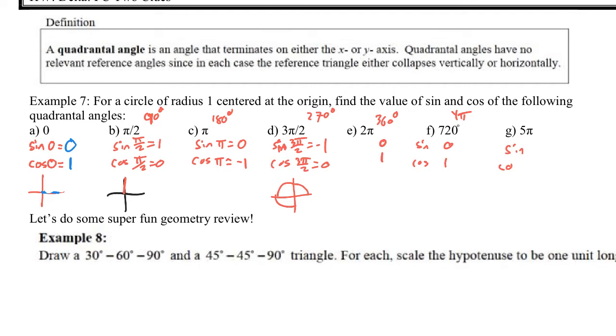Sine, cosine. 5 pi, okay, that's the same as 1 pi, right? Because it's 1 pi, then 3 pi, then 5 pi, right? So it's over here, and so it would be the opposite of it, that would be -1 and 0. So still no y there. So those are the quadrantal angles, and you need to be able to picture those very quickly. Maybe I could have done that a little faster, but yeah.